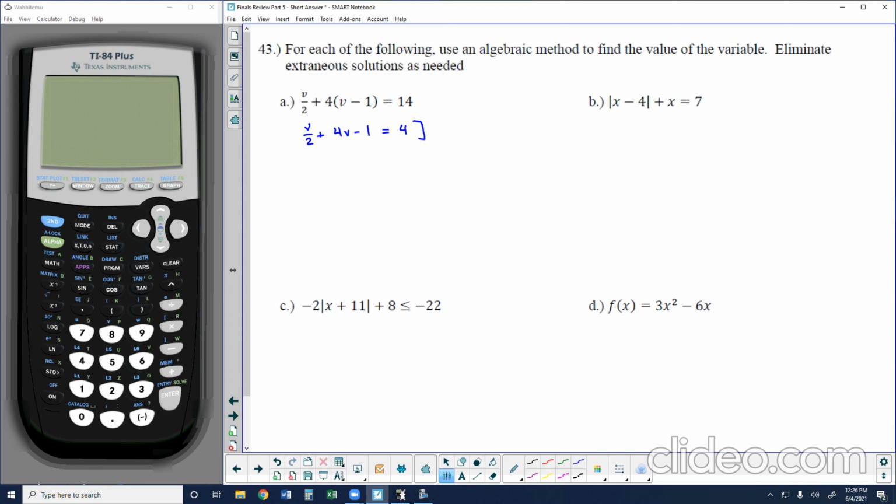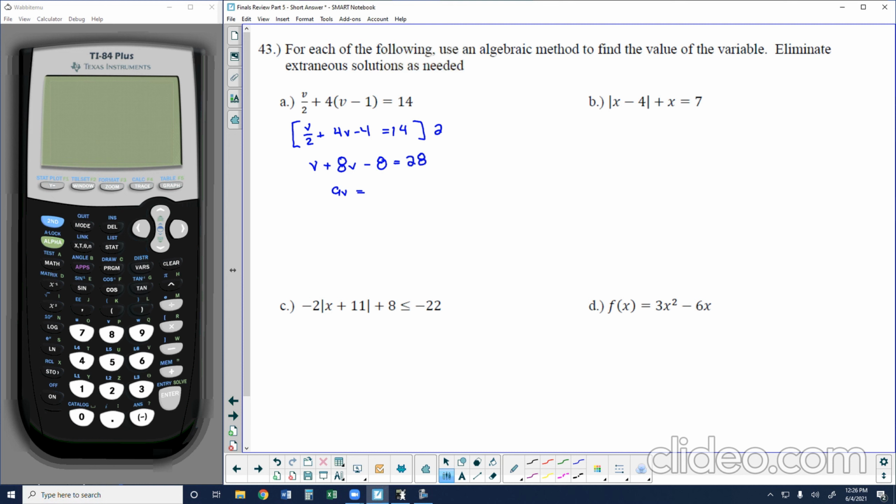Now in most cases, you guys like to eliminate fractions. You don't have to, but we can eliminate the fraction here by multiplying the entire equation by 2. So if I multiply the entire equation by 2, I'm going to have v plus 8v minus, sorry, this should be 4v minus 4 if I distribute it correctly. 8v minus 8 equal to 28. So if I distribute that or multiply everything by 2, that eliminates a need for fractions.